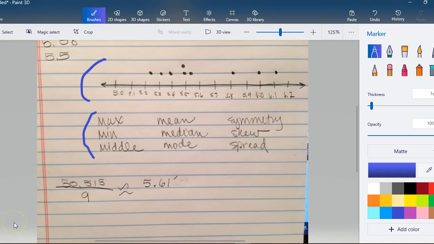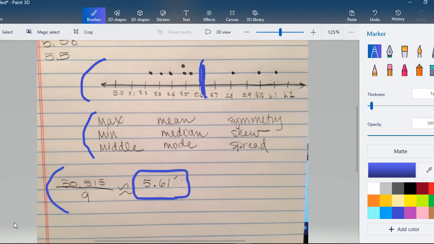Down here, I did my calculation. I did a sum of all of the data points. I divided by 9, and I got about 5 and 61 hundredths, which is going to fall about right here as being our mean of the data.